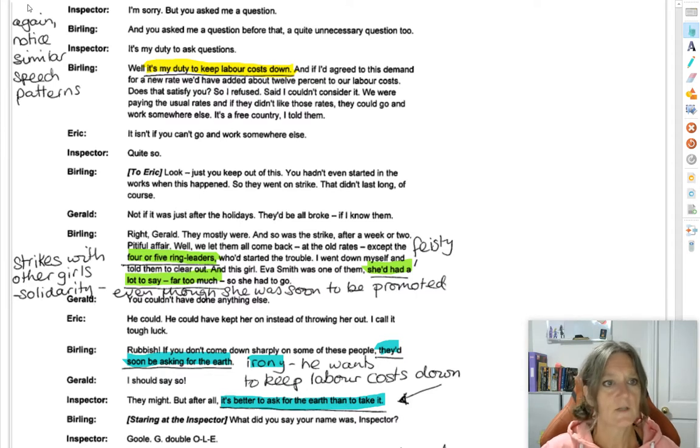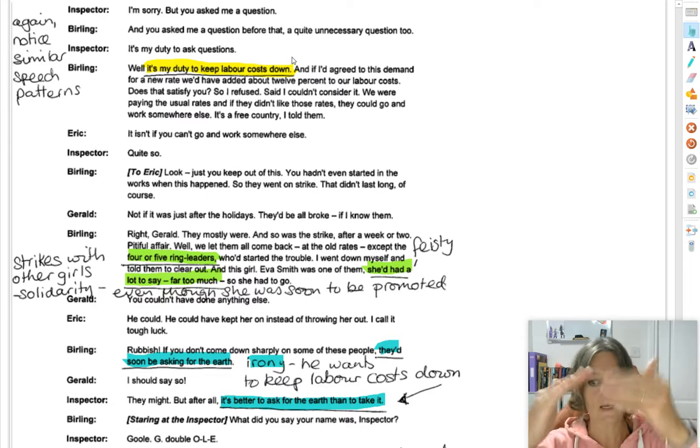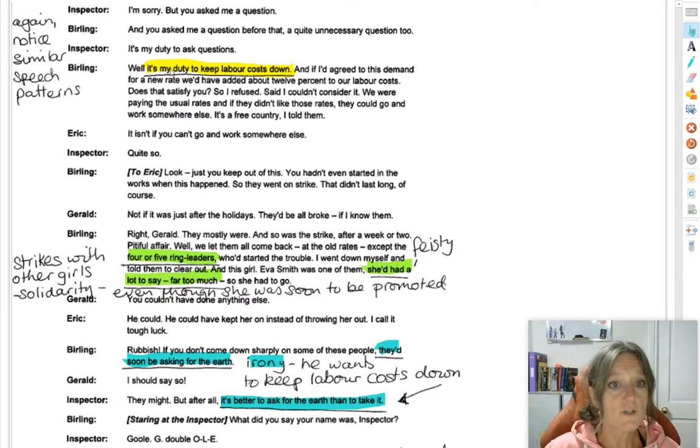And I've just said notice these similar speech patterns. They're kind of echoing each other again. You asked me a question. You asked me a question before that. Unnecessary question. It's my duty to ask questions. Can you see how they're echoing each other? It's my duty to keep labour costs down, and off he goes.